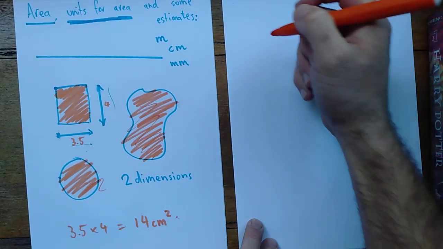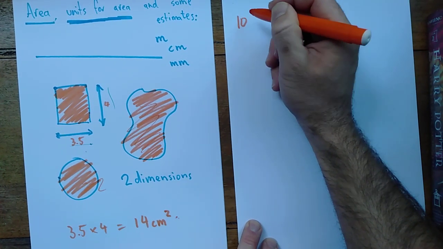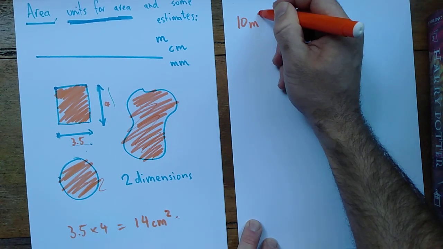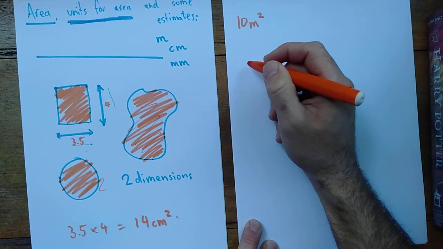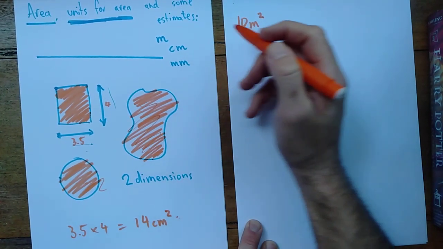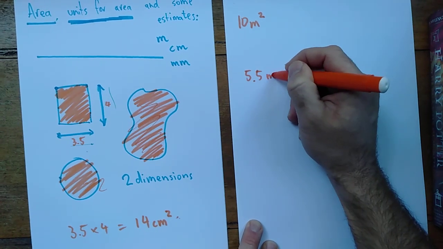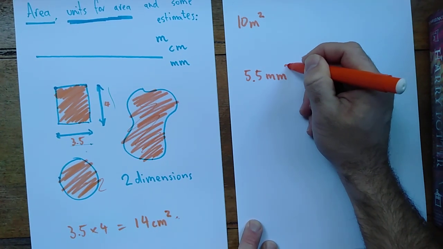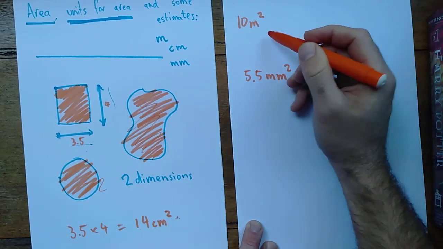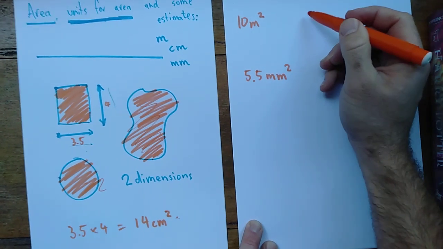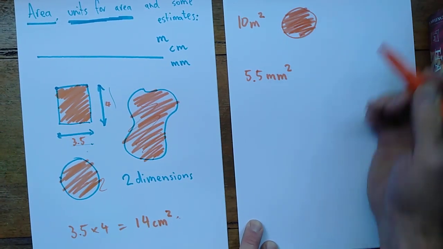So that's similar. If I see something like 10 meters squared or 5.5, I'm just making these numbers up, millimeters squared. This square tells us that that is a representation of some area, how much space is being taken up.